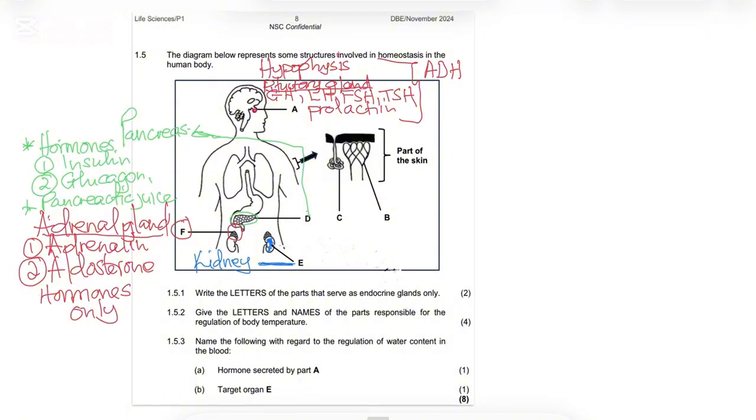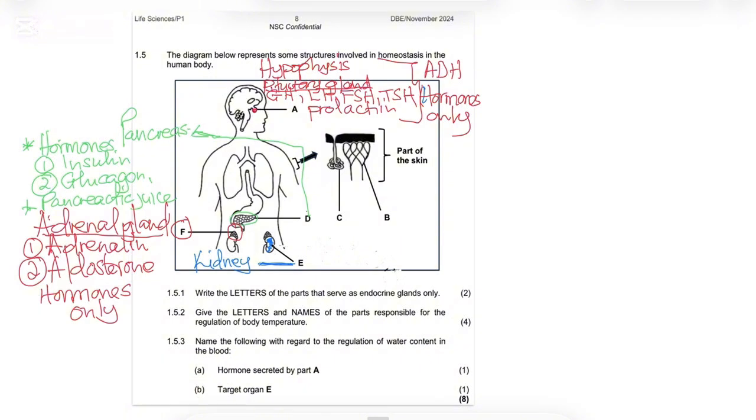So we have noted that the pituitary gland produces hormones only, and our adrenal gland is also producing hormones only, but our pancreas is producing hormones and other fluids.